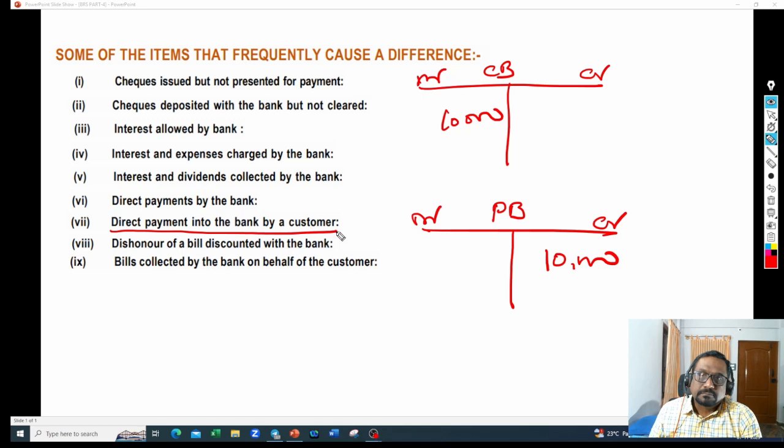Clear? Where does the banker record this amount? The banker will record that on the receipt side. This is receipts and this is payments. Correct? So where do they record? They record on the receipt side.